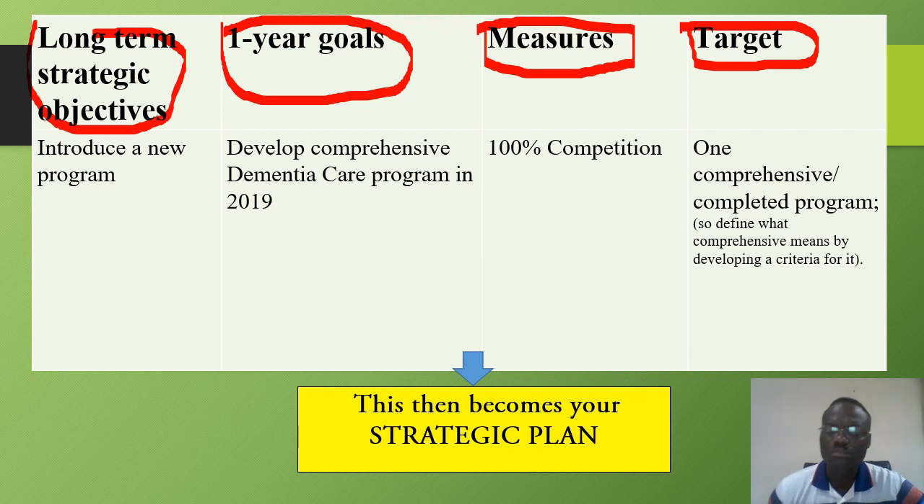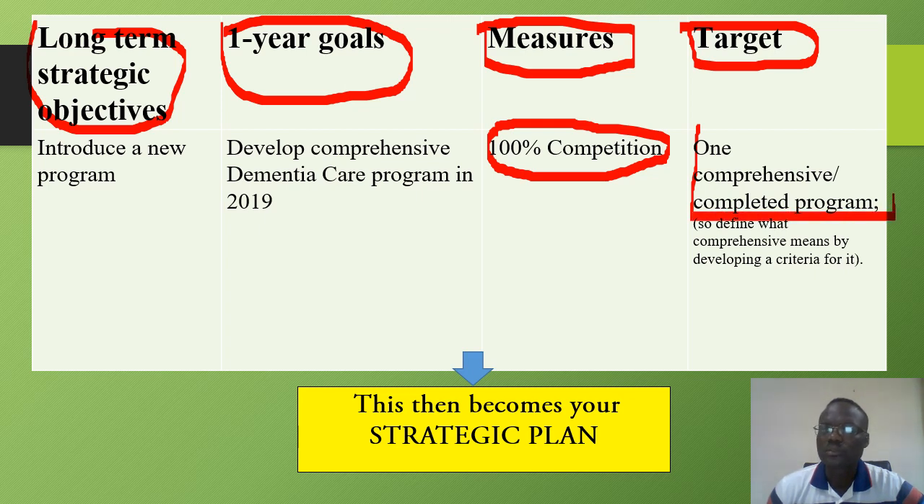Now, introducing a new program is part of your roadmap. This is a structure that we are going to use to work out a good marketing and advertising campaign for the organization. So, in effect, this is a basic business plan for a strategy that should work out in a campaign for your NGO. And under 1 year goals, we are looking at developing a comprehensive dementia care program in 2019. And then we want 100% competitiveness, so we want to be as competitive as possible towards our competitors. And then one comprehensive completed program is what we are targeting this year, to ensure that in 2019 or 2020 we are effectively going to deliver this program, because this program is what will bring us the market growth.